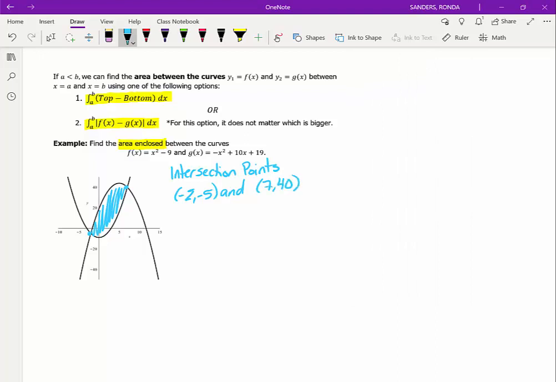So, we have these functions in our calculators as y1 and y2. So we will evaluate the integral between negative 2 and 7 of the absolute value of y1 minus y2.